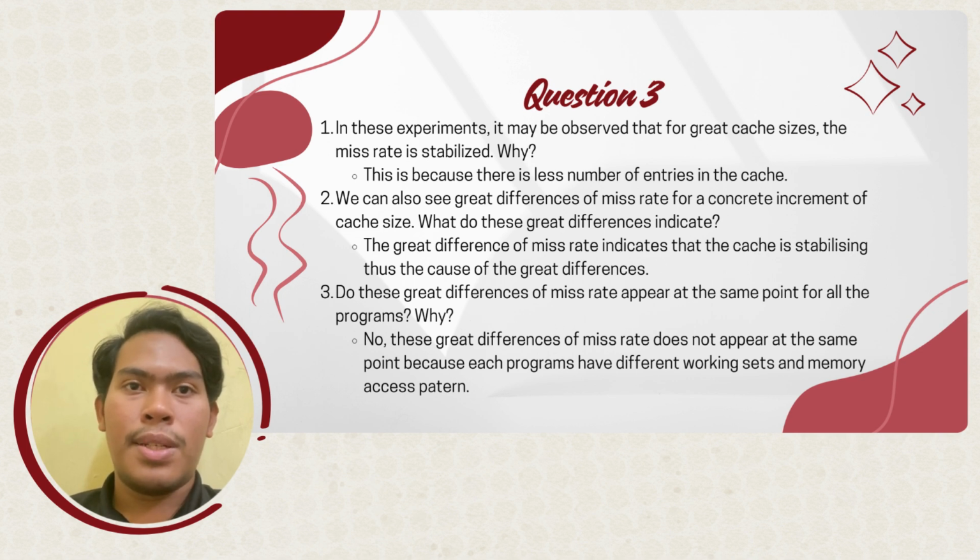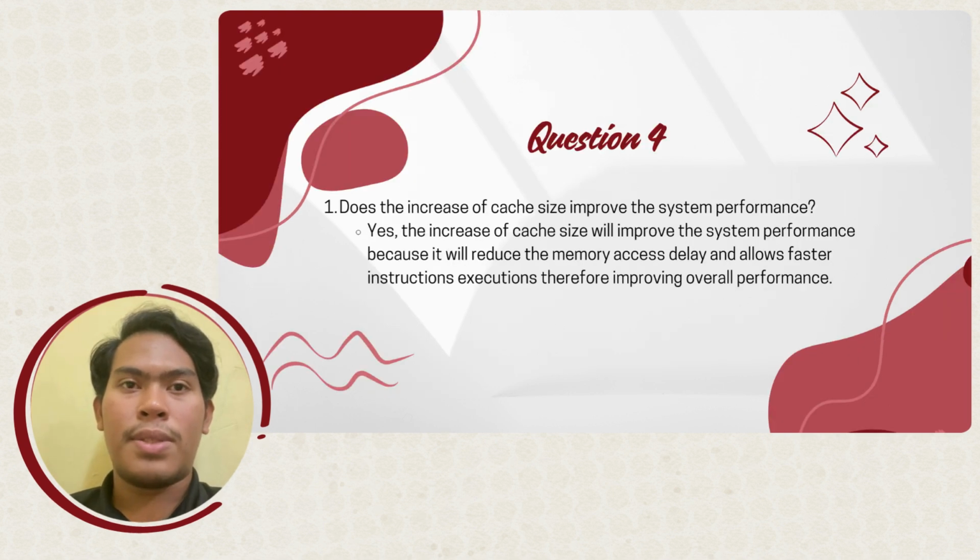Third, do these great differences of miss rate appear at the same point for all the programs? Why? No, these great differences of miss rate do not appear at the same point because each program has different working sets and memory access patterns. As for the fourth question, does the increase of cache size improve the system performance? Yes, the increase of cache size will improve the system performance because it will reduce the memory access delay and allow faster instruction execution, therefore improving overall performance.